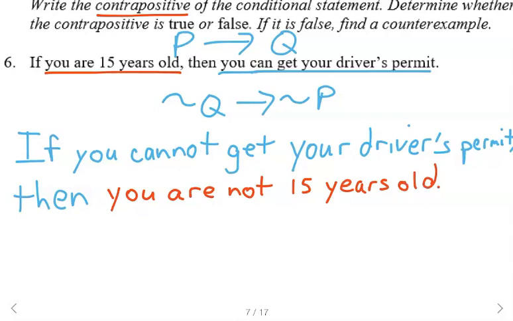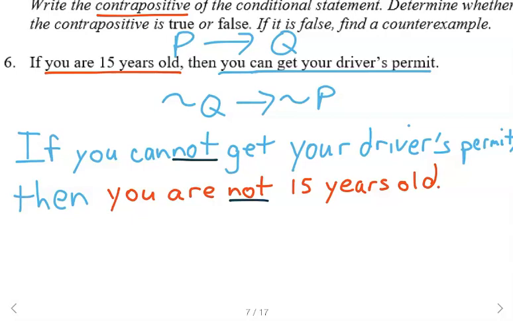So again, notice the word not, we put it with the cannot. We negated both and we reversed them for the contrapositive. Contrapositive and the conditional are logically equivalent. They always will have the same truth value.